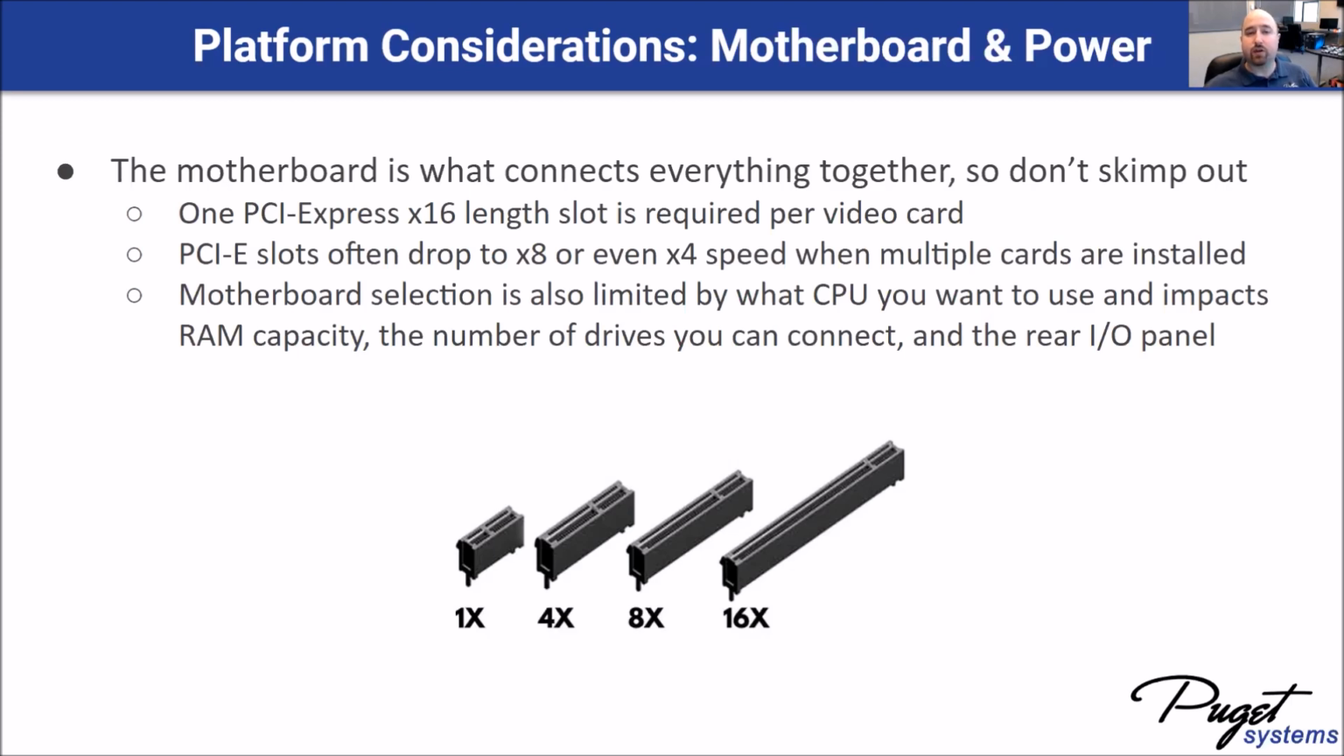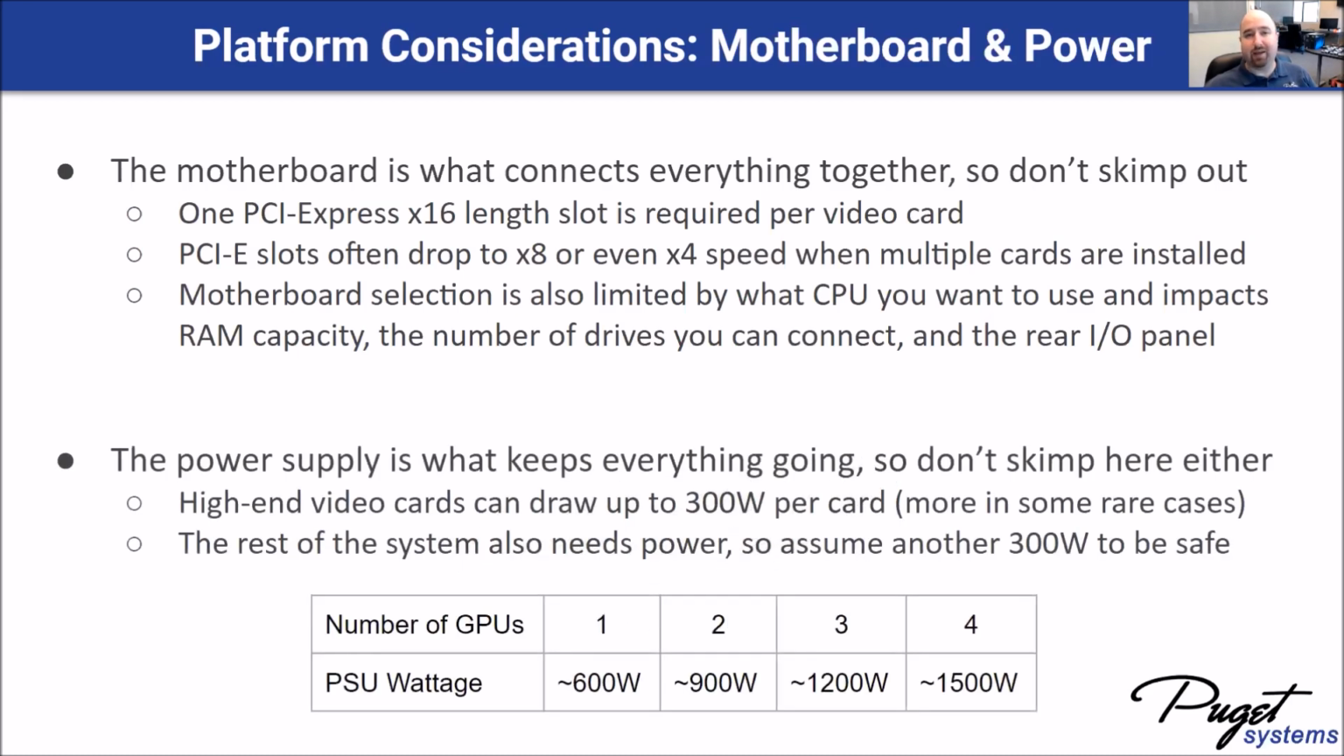And the motherboard selection is also going to affect the CPU you can have, the RAM, the number of drives, the I/O panel connectivity on the back. So definitely keep that in mind. And also the power supply, again, another one of the components that's not really thought about a lot, but it's what keeps everything powered and running. So you don't want to skimp there either, because video cards draw a lot of power.